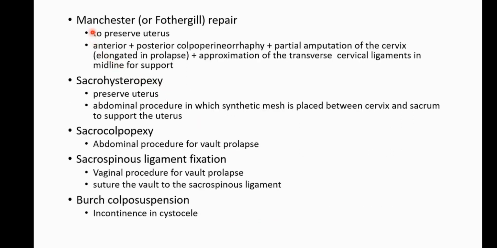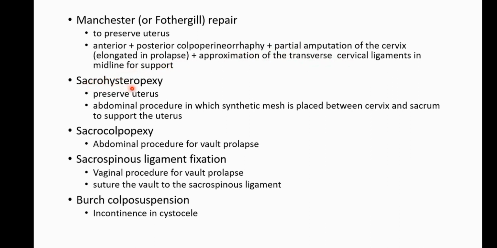We can also perform the Manchester repair. What is Manchester repair? It is the procedure preferably done in case of hypertrophied or elongated cervix, and to preserve the fertility, to preserve the uterus, where we do anterior and posterior colpoperineorrhaphy with partial amputation of the cervix. Then we go for approximation of the transverse cervical ligaments in the midline to support. It is preferable when there is an elongated cervix.